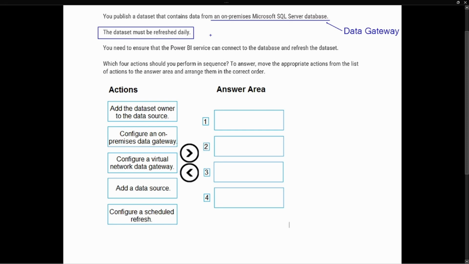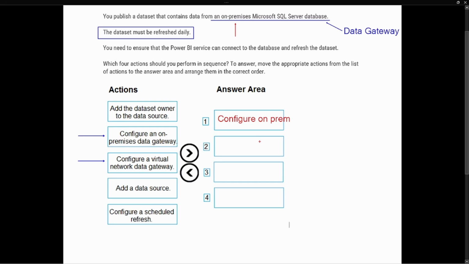There's several steps involved with this. The first is that we're going to have to configure a gateway. As we look at our actions down here, we have 2 separate options available: configure an on-premise data gateway or configure a virtual network data gateway. It says in the question at the top that this is an on-premise Microsoft SQL Server database. That tells us that we are going to have to configure an on-premise data gateway. So that's going to be our first step.